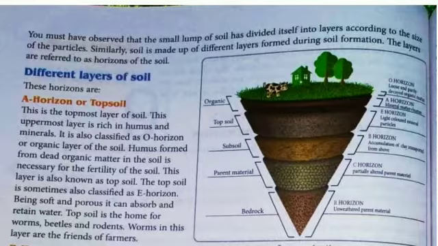Being soft and porous, it can absorb and retain water. Topsoil is the home for worms, beetles and rodents. Means microorganisms, worms, beetles, rodents. Worms in this layer are the friends of farmers. Worms means like earthworm, etc.